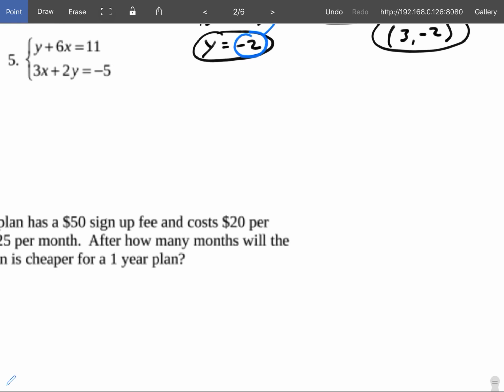Now somebody unmute and tell me which variable would you solve for? Would you solve the top equation for x or y, or would you solve the bottom equation for x or y? What would be easiest? Anybody got an idea? It doesn't matter what you do. You can pick. You could solve the top equation for x or for y, or you could solve the bottom equation for x or for y. It doesn't matter. Which one would be easiest?